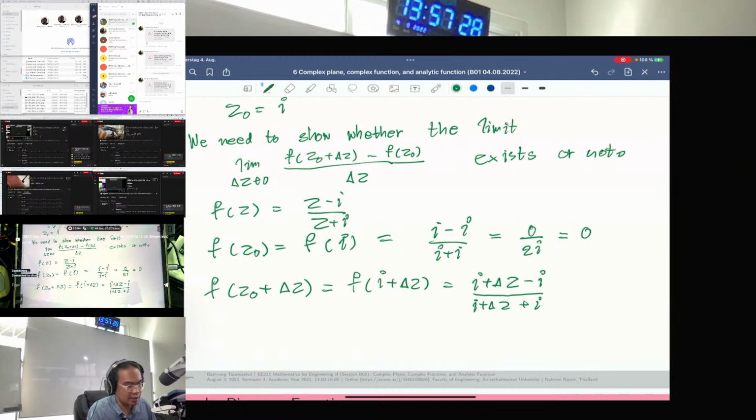So the result here needs to be manipulated further. I minus I will be 0, right? I plus I will be 2I, so you would have delta z, right, divided by delta z plus 2I, right? Like this.